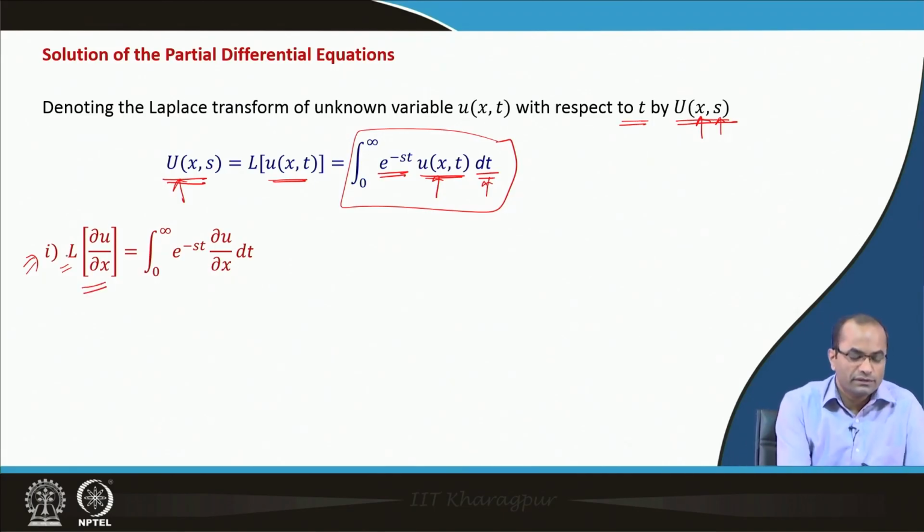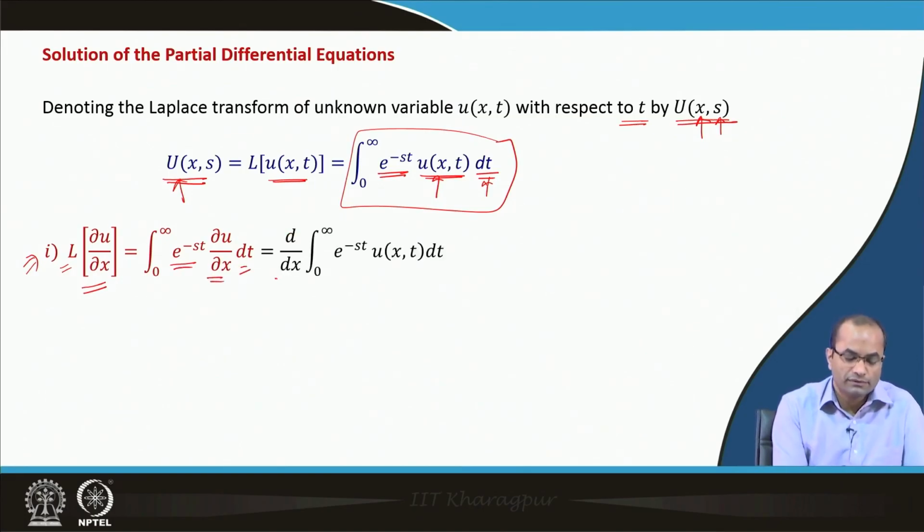So, for instance, if we apply the definition, we have e power minus s t ∂u/∂x dt, and this ∂u/∂x we will write outside as d/dx, because this will be integrated over t. So, we will have actually only one variable. So, s is a parameter for the transformed case.